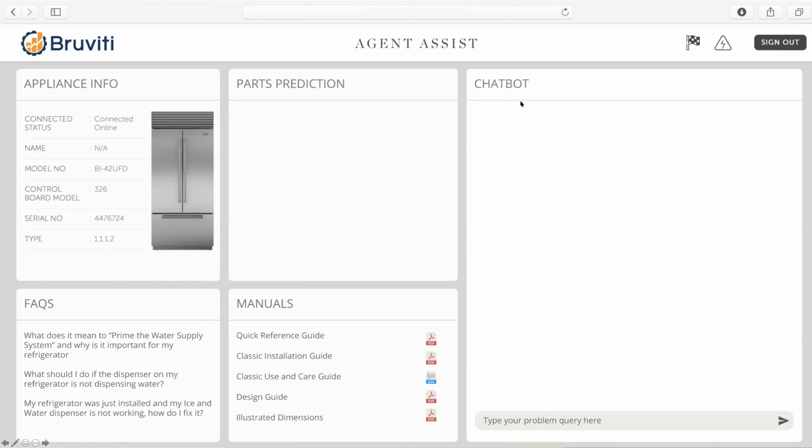The chatbot over here on the right is what the agent uses to triage the problem further. In this instance, the Agent Assist also includes a parts prediction capability. As the problem is triaged, you'll see the parts being recommended, and the percentage likelihood of that part being required will change dynamically based on the interaction with the customer, finding out more information and going down the chatbot decision tree to triage this problem.